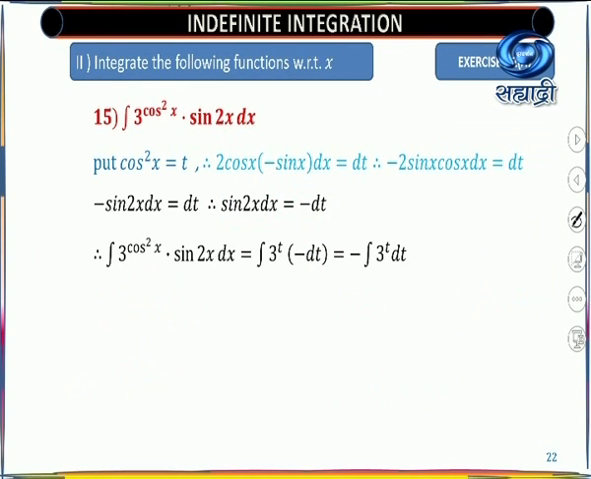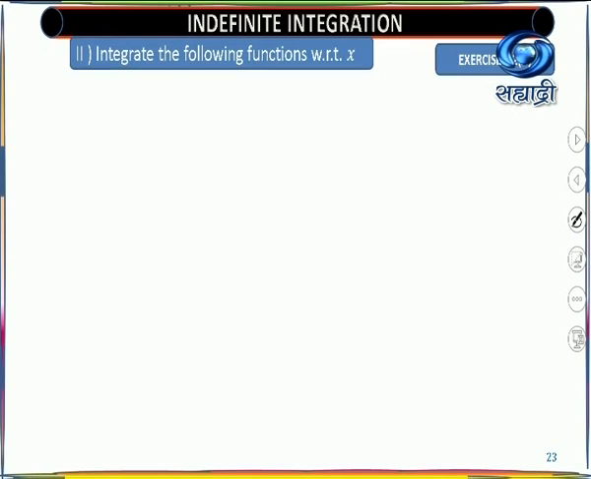Look at here. It gives you 3 raised to cos square x sin 2x dx as minus 3 raised to t dt. That is minus integral 3 raised to t dt. Now what will happen? That is minus 3 raised to t upon log 3 plus constant of integration. Now replace the value, because t is cos square x. So you will get minus 3 raised to cos square x upon log 3 plus constant of integration. Okay. So now this is all about the 15th example.